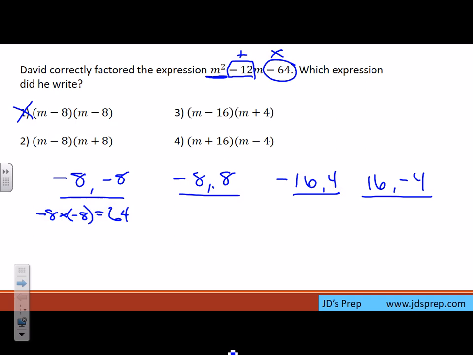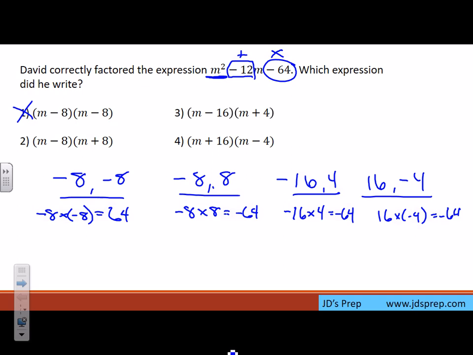For the second one, if I do negative 8 times positive 8, I am going to get the negative 64. So that one's still a possibility. For the third one, negative 16 times 4 is also going to give me negative 64, so that one could work. And the same thing with the last one. If I have 16 times negative 4, that is negative 64, so that one's also a possibility. I've narrowed it down now to 2, 3, or 4.